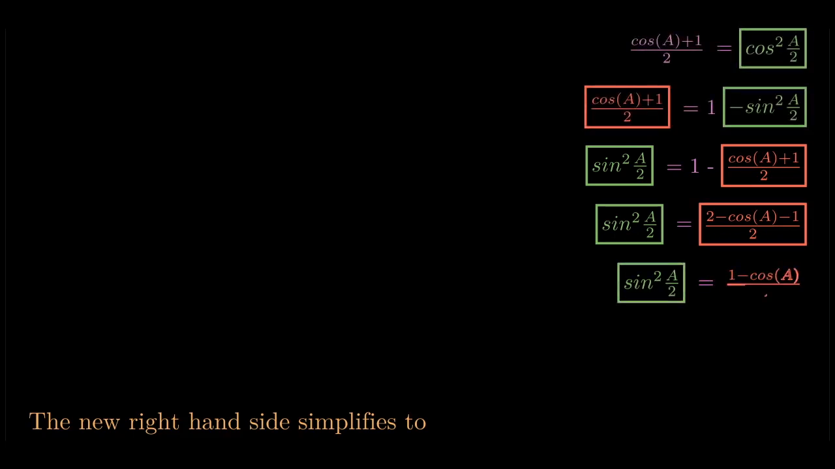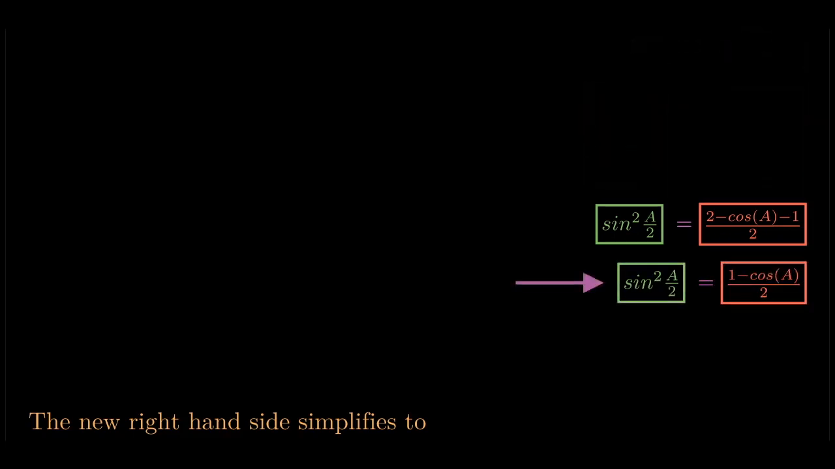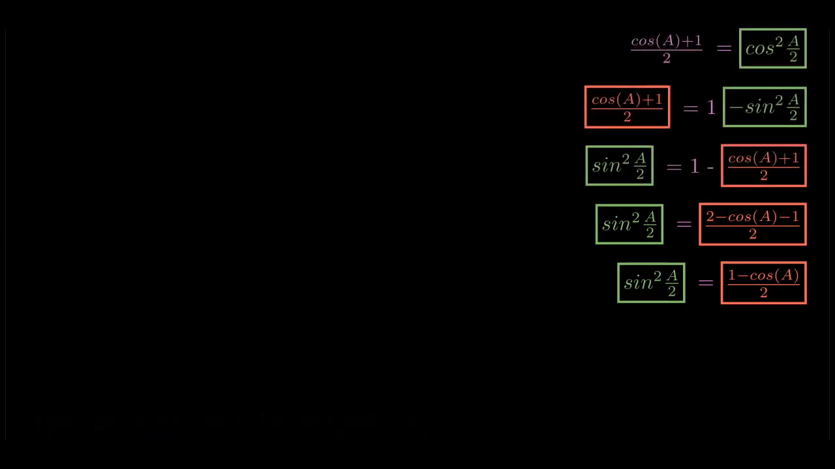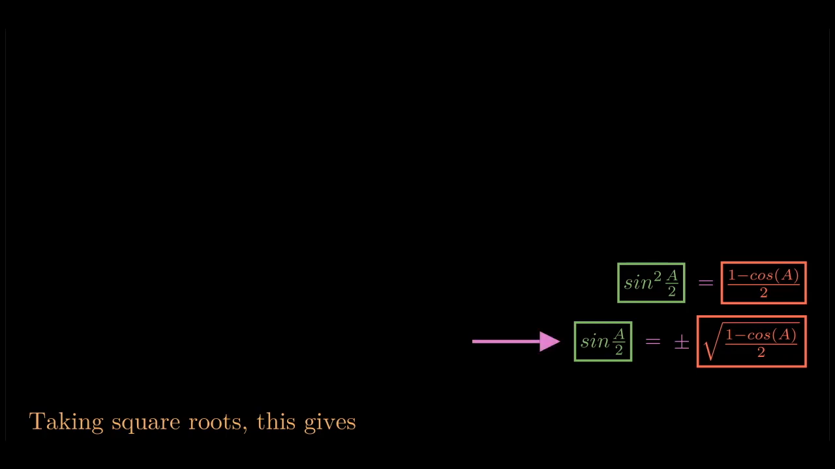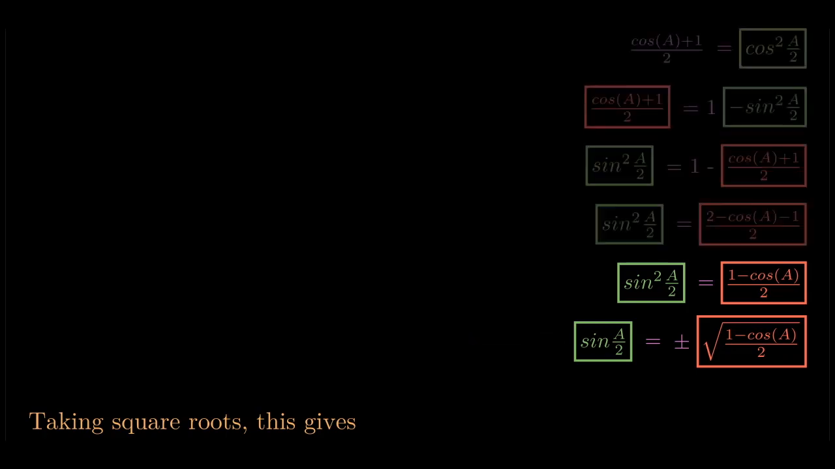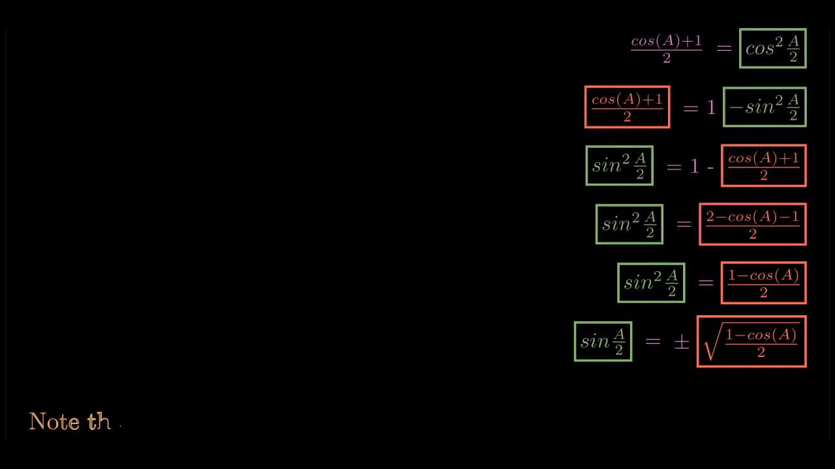Or sine squared a by 2 equals 1 minus cos a, divided by 2. And taking square roots of both sides, we get sine of a by 2 equals plus or minus square root of 1 minus cos a, divided by 2. Note, again we have a plus or minus sign on the right-hand side.